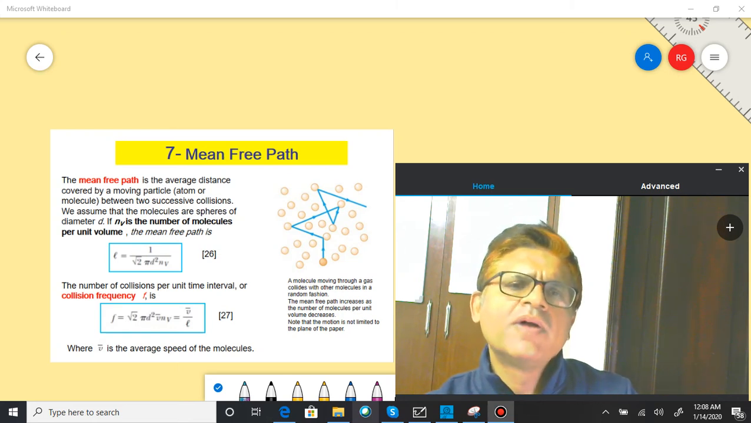So memorize the formula for mean free path and also for the collision frequency.